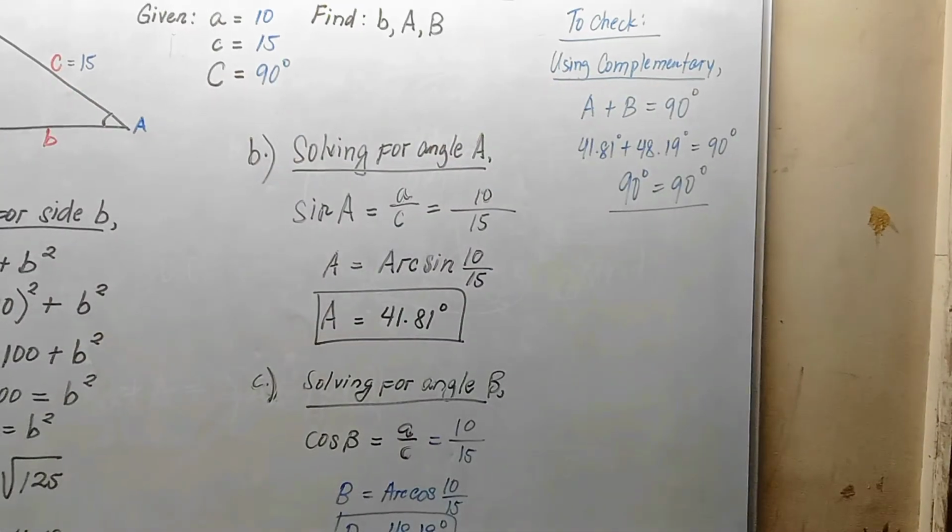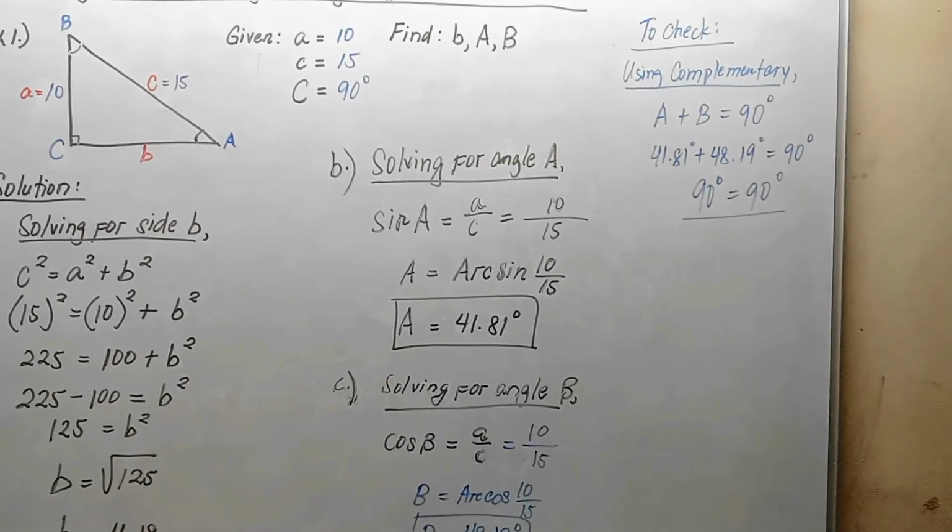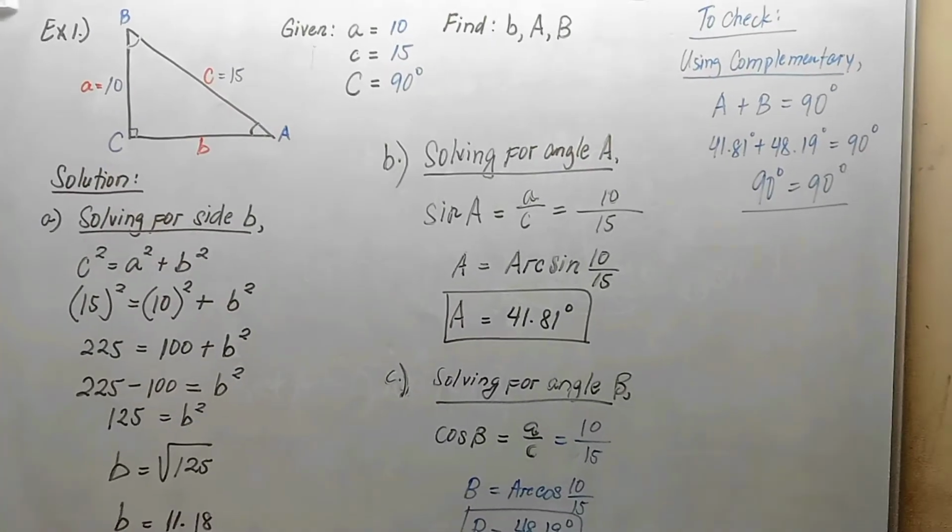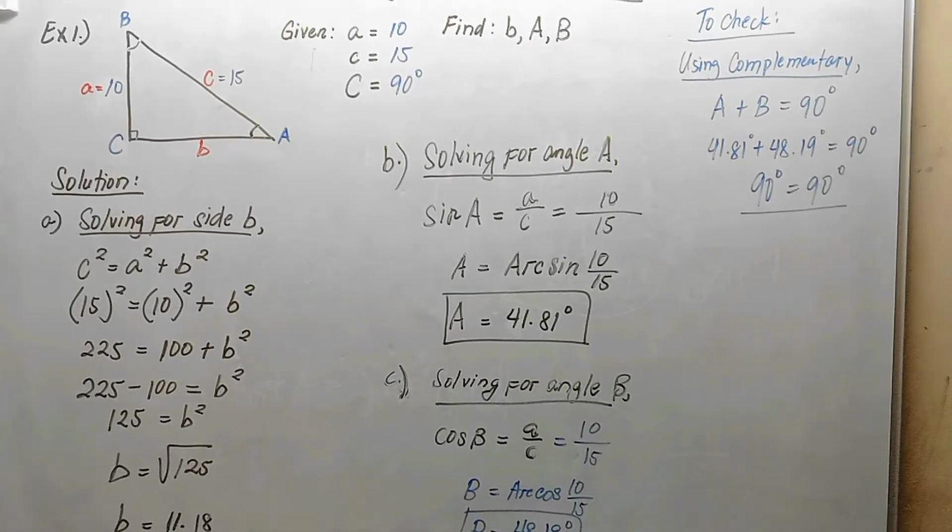Now, I hope you understand our example problem regarding this right triangle using trigonometric functions. Okay, so just remember, guys, the SOH-CAH-TOA rule and the Pythagorean theorem. And another example, I will give you one more example in order to understand further regarding this trigonometric function.